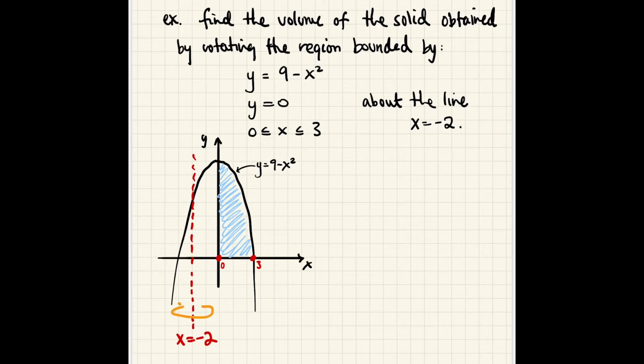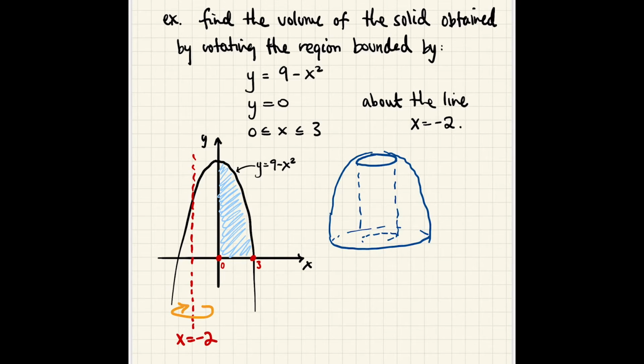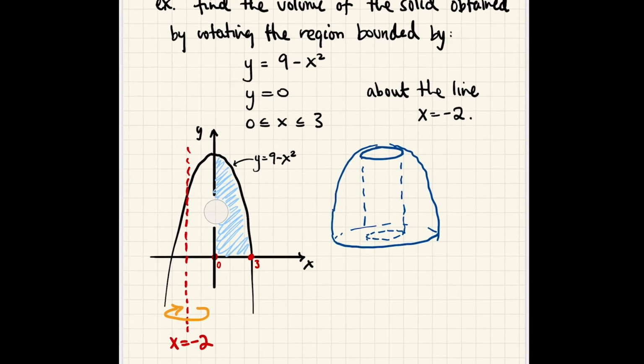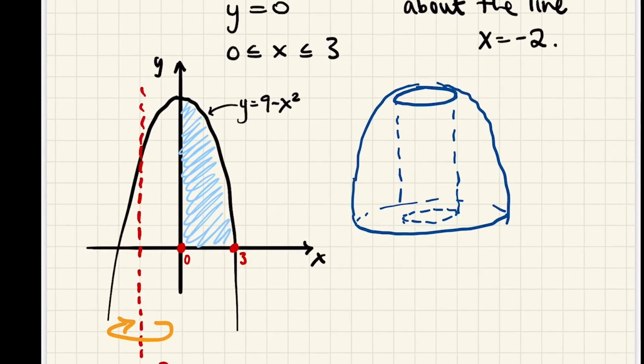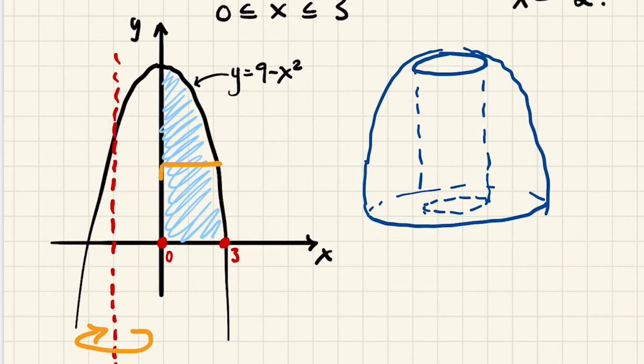So that's the line we're rotating around, and that would produce a solid that sort of looks something like that. Great. I've always wanted to know the volume of a thing like that, so today's our lucky day. All right. So since we're rotating around a vertical axis like this, and we want to use a washer method, we're going to be integrating with respect to y.